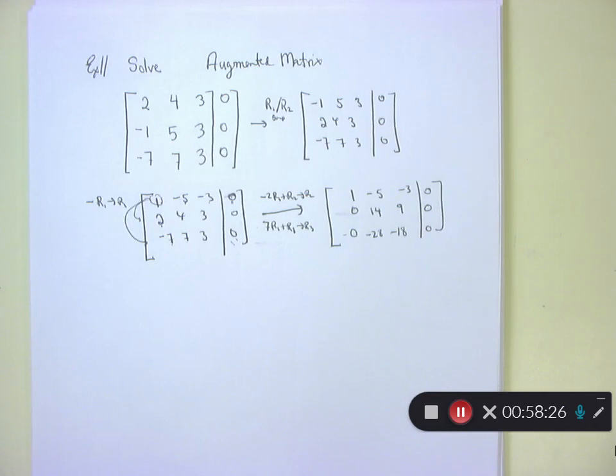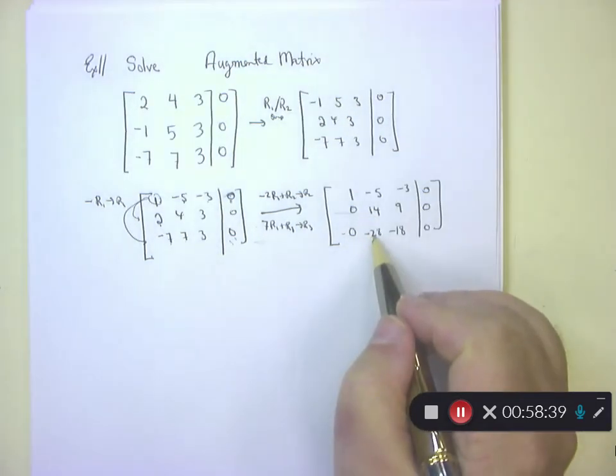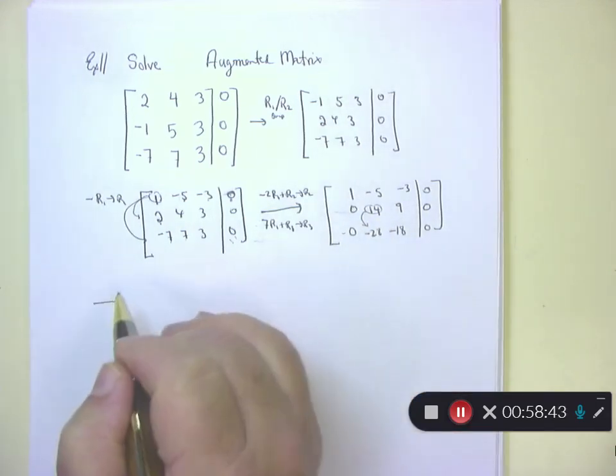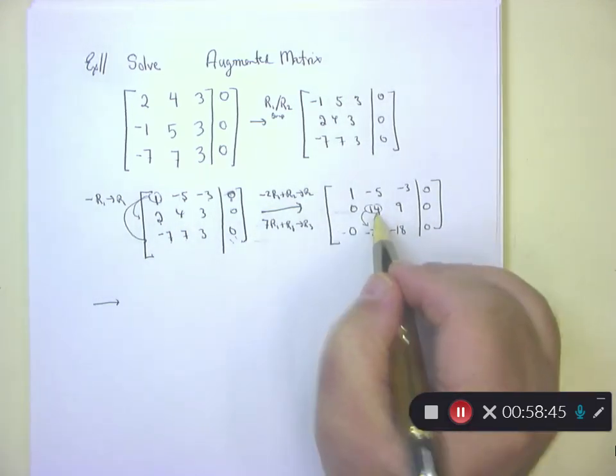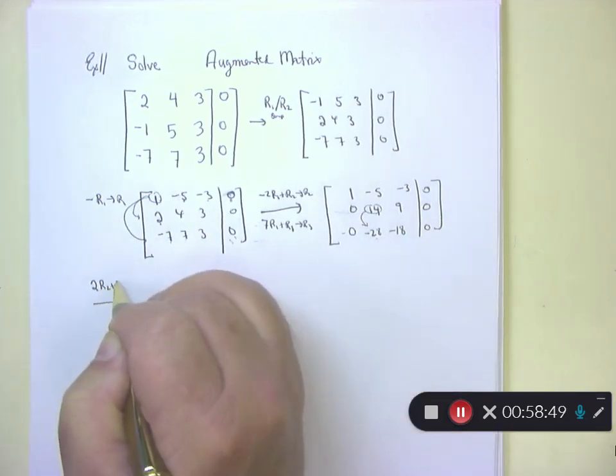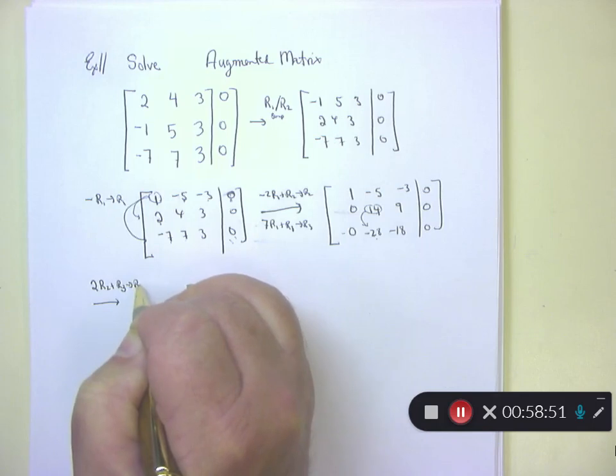What's your next move? You could make him a pivot, a 1 pivot, or you could just use what he is right now and sweep down. I'd sweep down because 14 and 28, that's kind of nice numbers, right? So I can sweep down. So my next move is to do what? What do I got to multiply 14 by to kill off that 28? 2. 2 times row 2 added to row 3, replace row 3 with it.